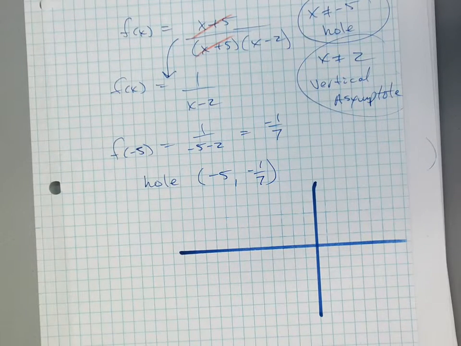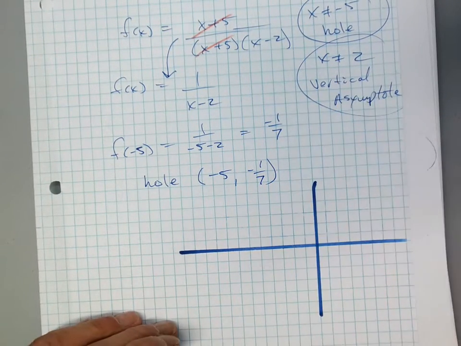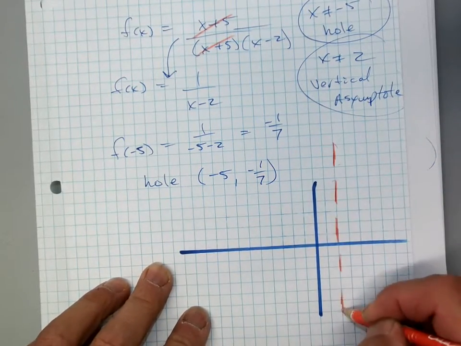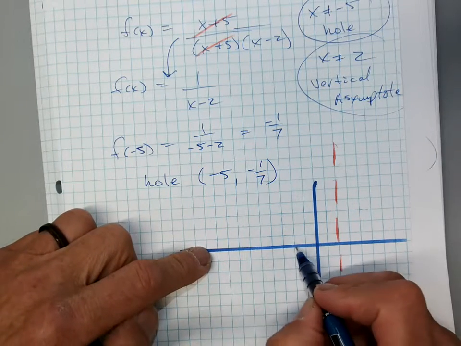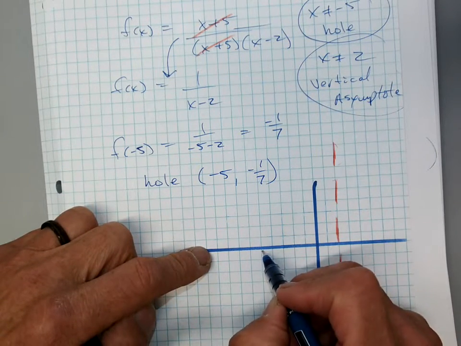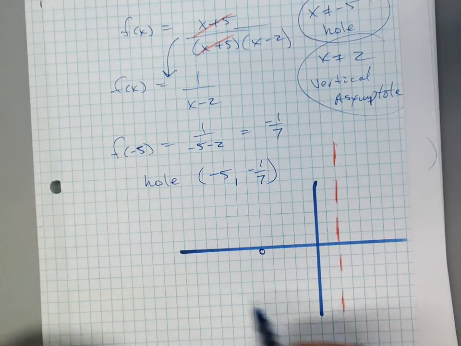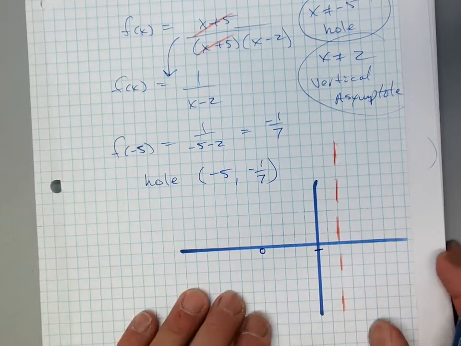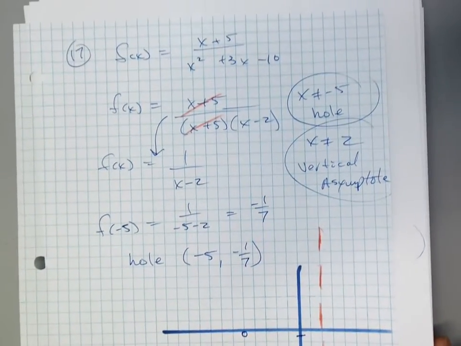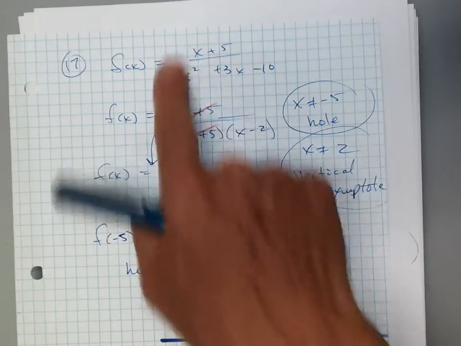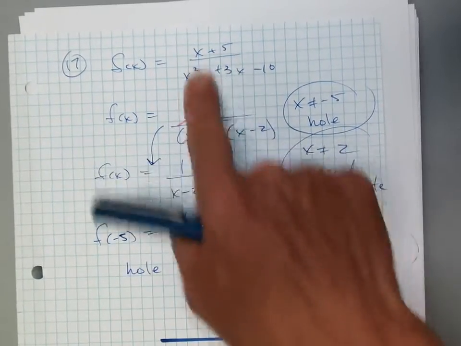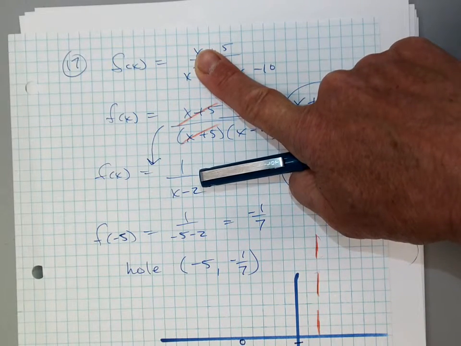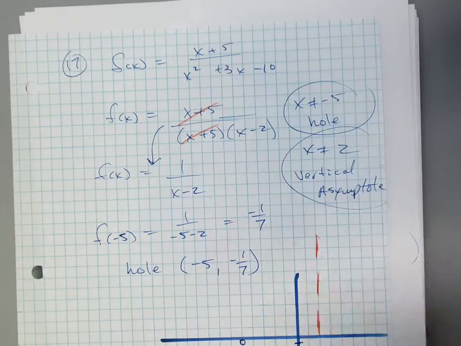Before I do anything, I know for sure at positive 2 I have a vertical asymptote. I know at negative 5, and negative 1/7, I have a hole. I know the graph has to go through at negative 1/2. How do I know? Let's go to the original problem. If x is 0, don't you get 5 over negative 10? So the y-intercept has to be there.